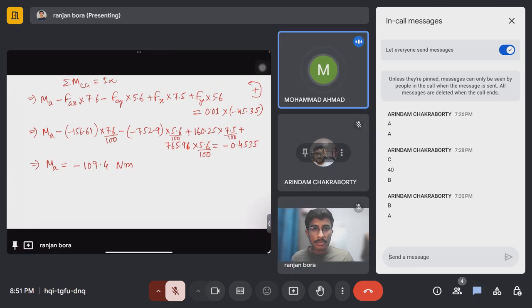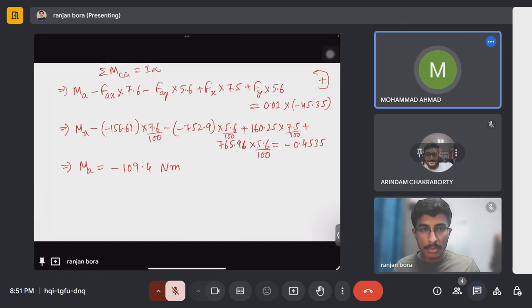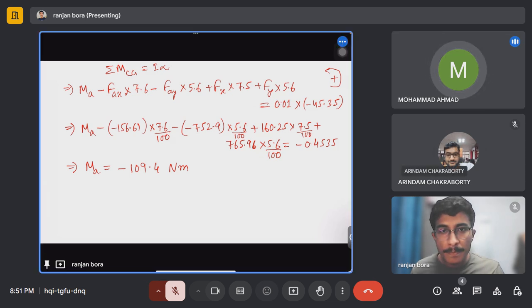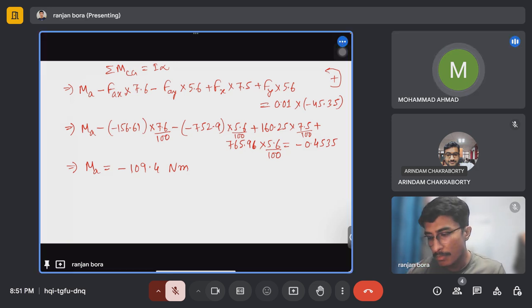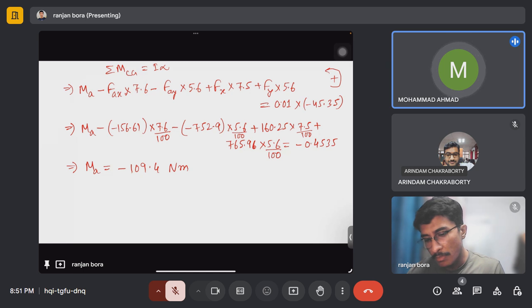Sir, one thing. We have done the summation of moments about the center of gravity, CG. The next line we have written on the right hand side is 0.01 into minus 45.35. Yes, I was given 0.01. Okay, sir.